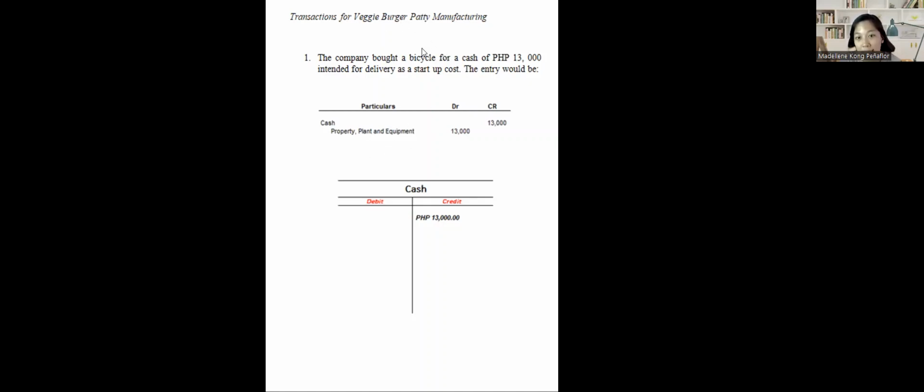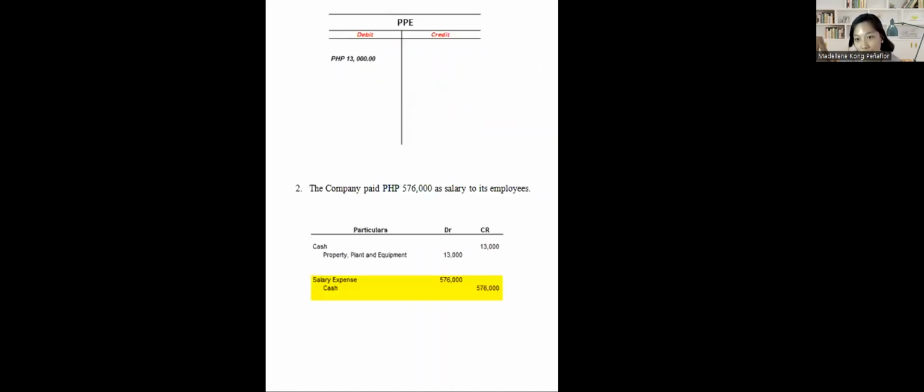Why? Because a bicycle can be used by the company for a long period of time, so it is considered as an equipment or a fixed asset. So we debit PPE 13,000. So a sample T account that we will put in a ledger is this. Cash credit 13,000, and in PPE we have debit 13,000.